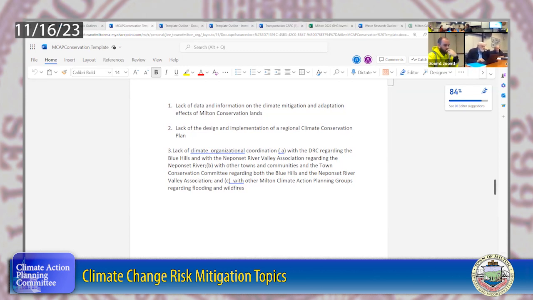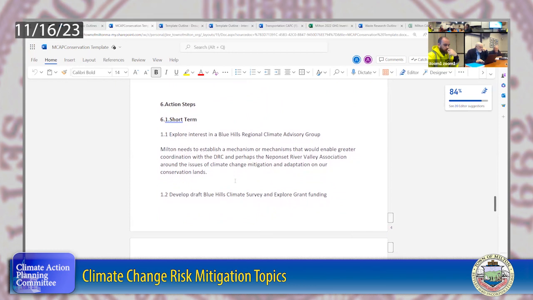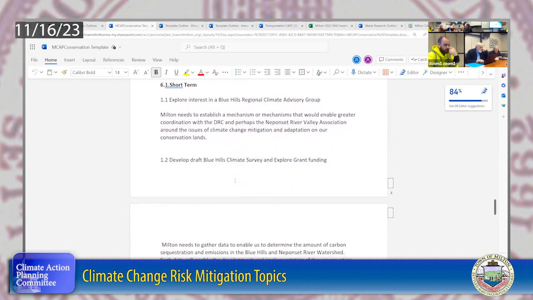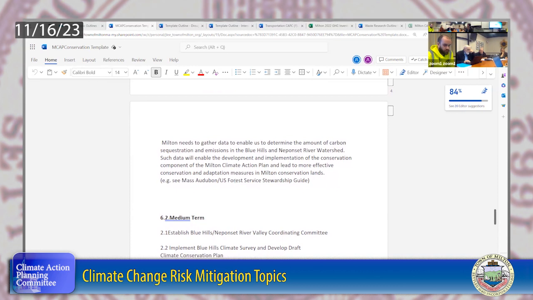So in the short term, the action steps I'm suggesting would be to explore interest in a Blue Hills Regional Climate Advisory Group that would enable greater coordination with the DRC and the Ponson River Valley Association and other towns around issues of climate change, to develop a survey that could gather the baseline data that we would need in order to have any kind of plan that makes sense, and to monitor its implementation, and to explore grant funding for designing and implementing that kind of survey.